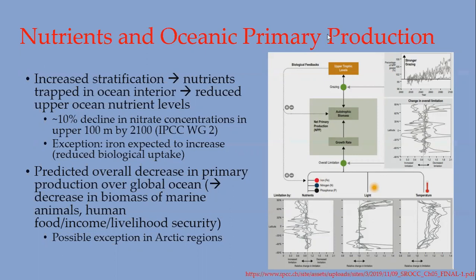It goes into much more detail about how these changes in nutrients will likely cause a decrease in net primary productivity over the global ocean. This will affect countless other systems, such as causing a decrease in the biomass of marine animals, as well as threatening the livelihood, income, and food security of many of the world's people. However, there is a possible exception to this net primary productivity decrease in the Arctic regions.